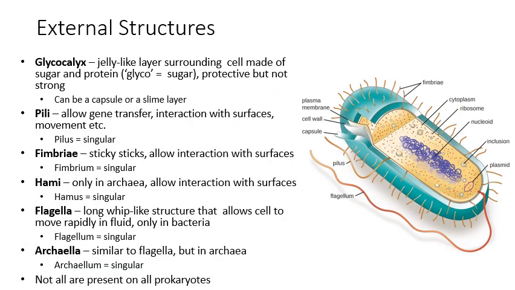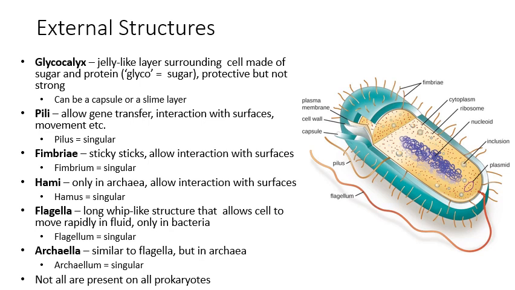Okay, so now we'll go through some of the other external structures of prokaryotic cells. Not all prokaryotes are going to have all of these external structures, so they can have different combinations of them. The first one is a glycocalyx, which in this image is this really thick blue-green layer. The glycocalyx is made of sugars and proteins. Glyco meaning sugar, so a lot of sugar in the glycocalyx. It's a jelly-like substance that surrounds the cell outside of the cell wall. It's not very strong, but it does protect the cell because since it's gel-like, it's hard for toxins to get through it.